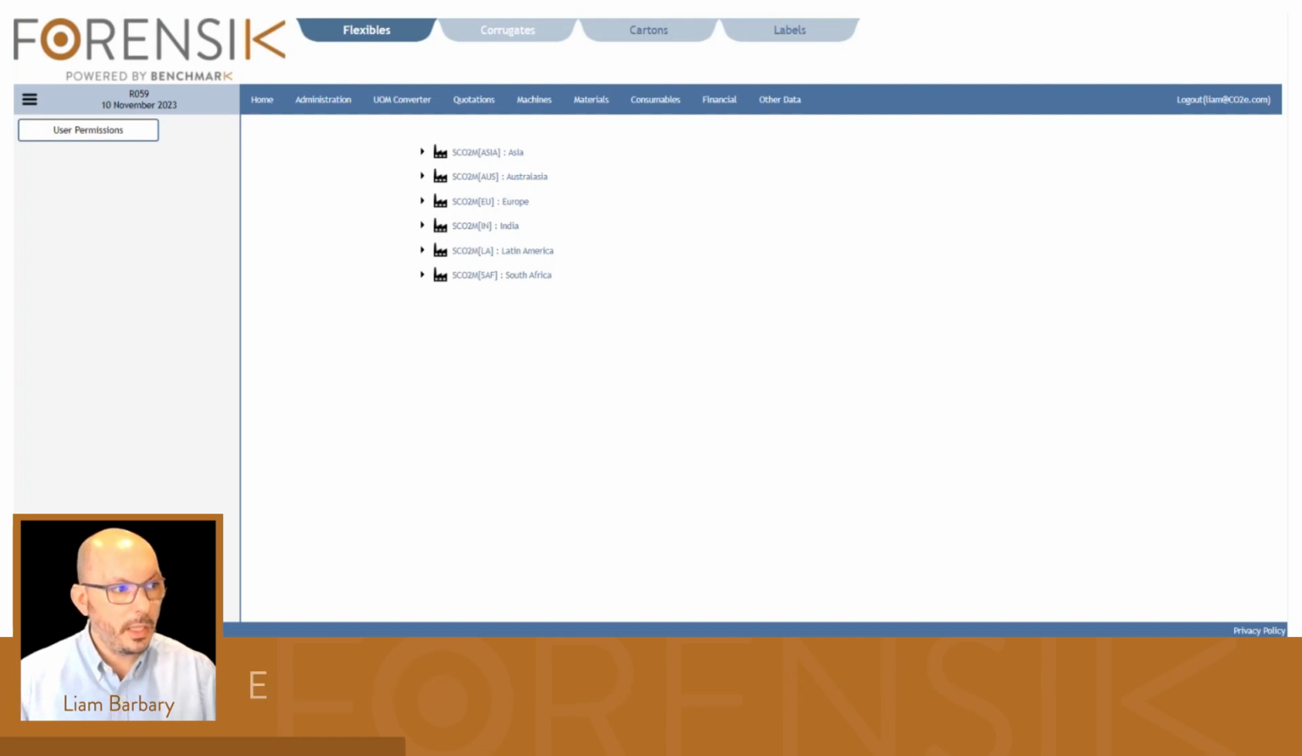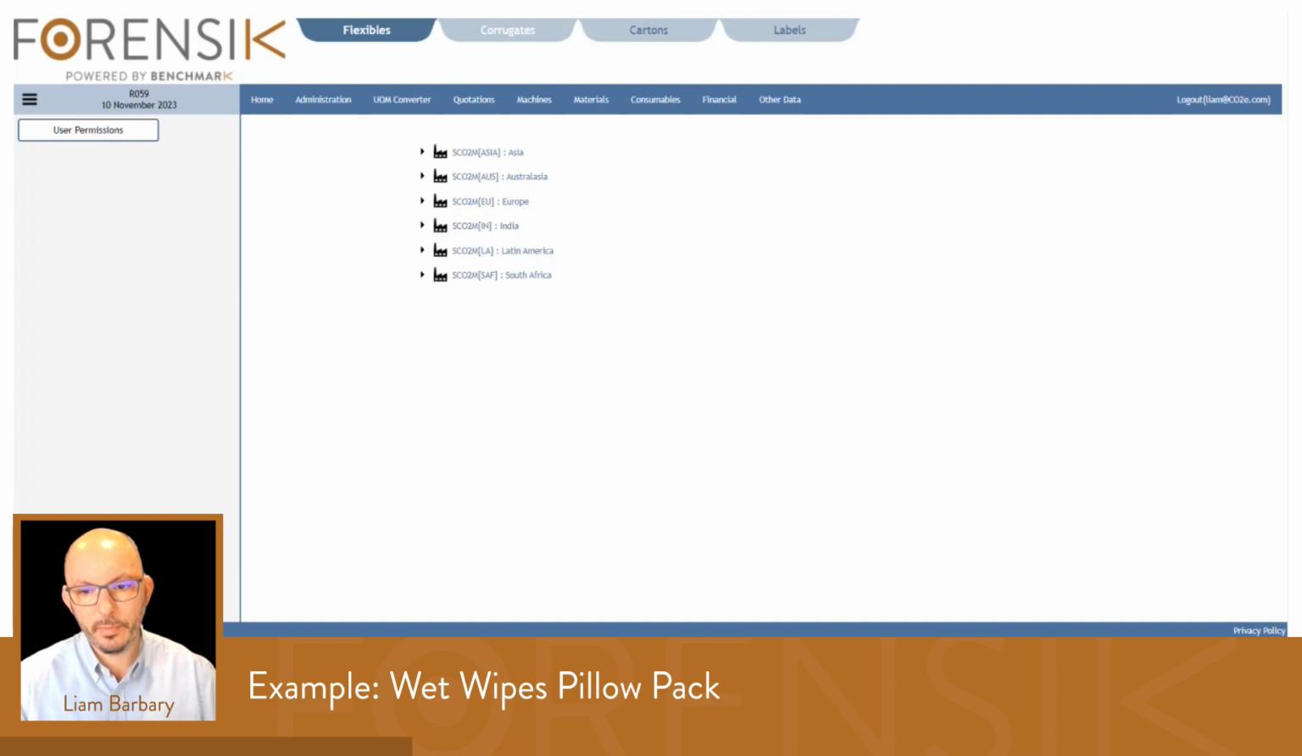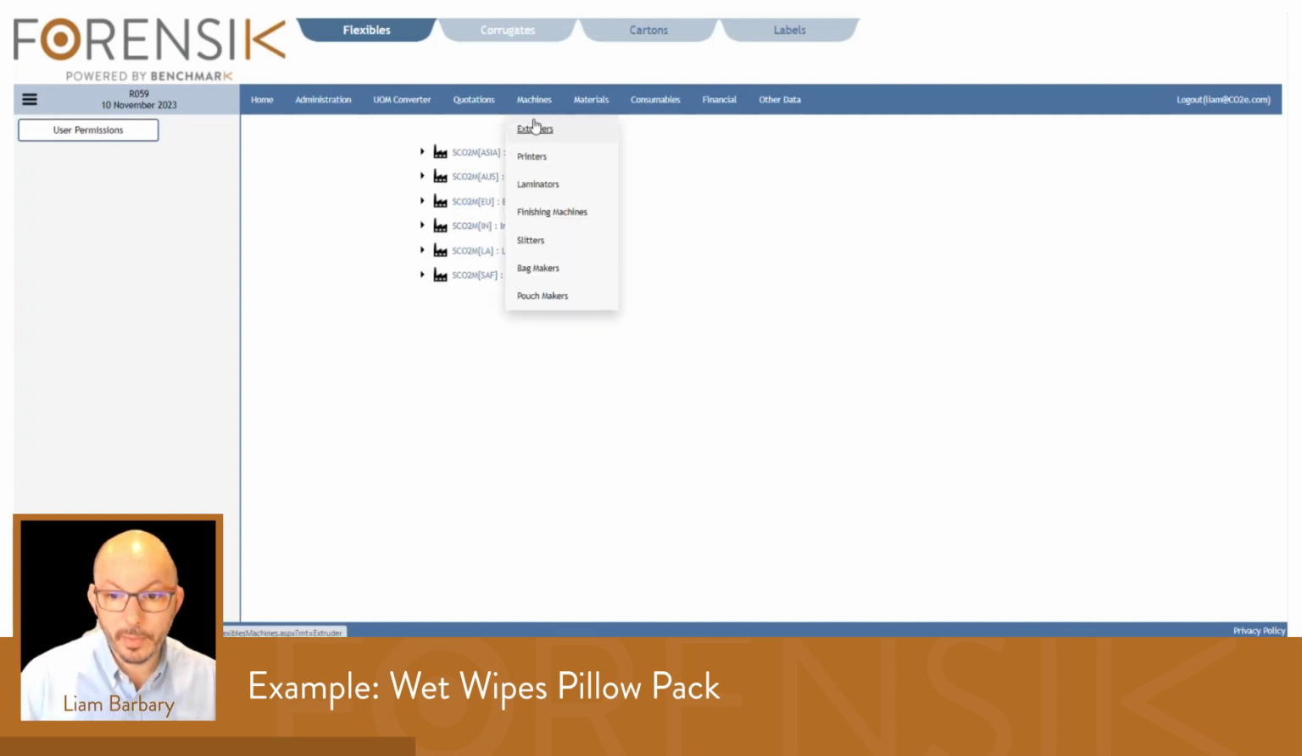So let's show a simple example. We're going to run through an example today on the benchmark system of a wet wipes pack. So a 12 micron polyester to a 40 or 50 micron polyethylene, solvent laminated, printed 8 colors, and used for a typical wet wipes pillow pack with maybe a label over the top for the easy opening facility.